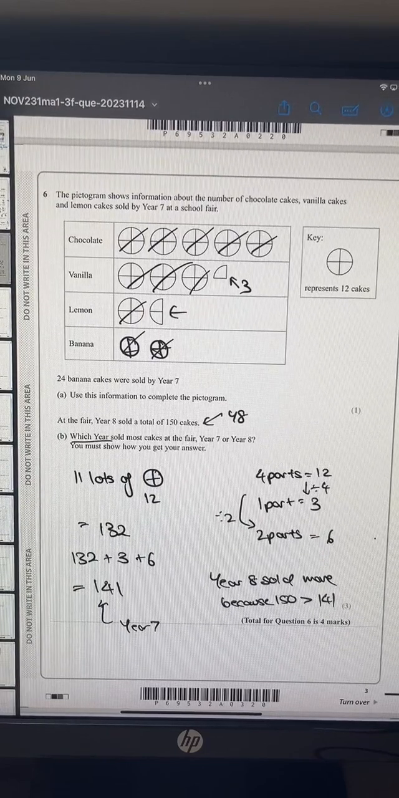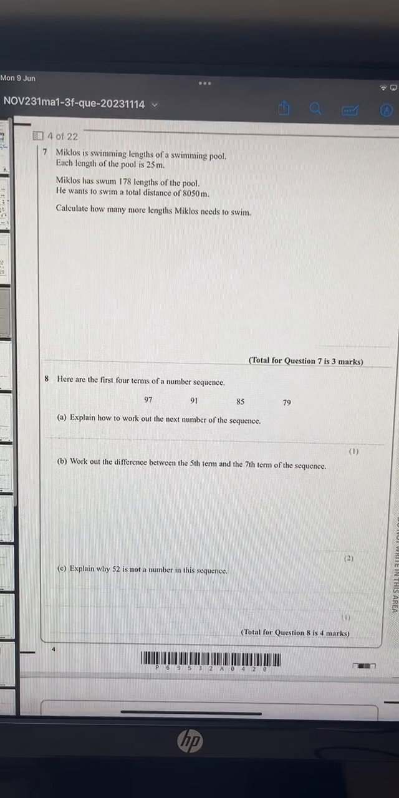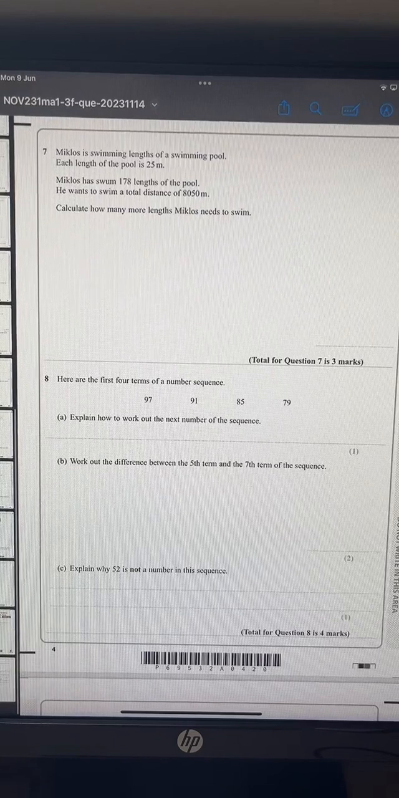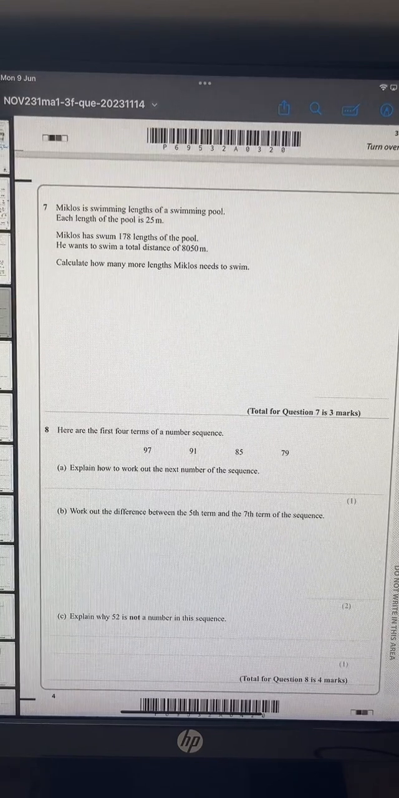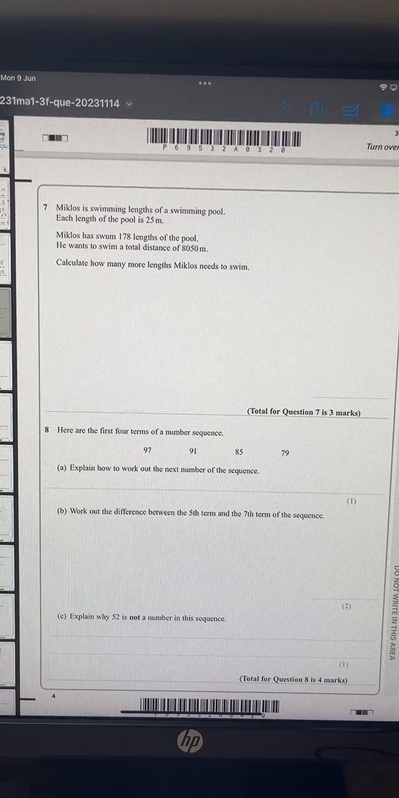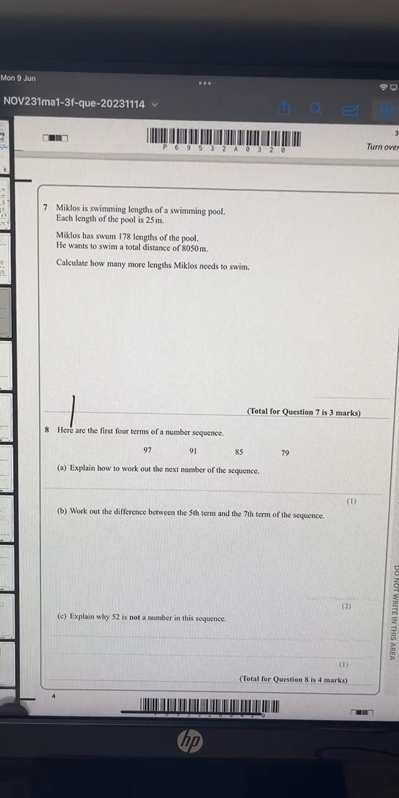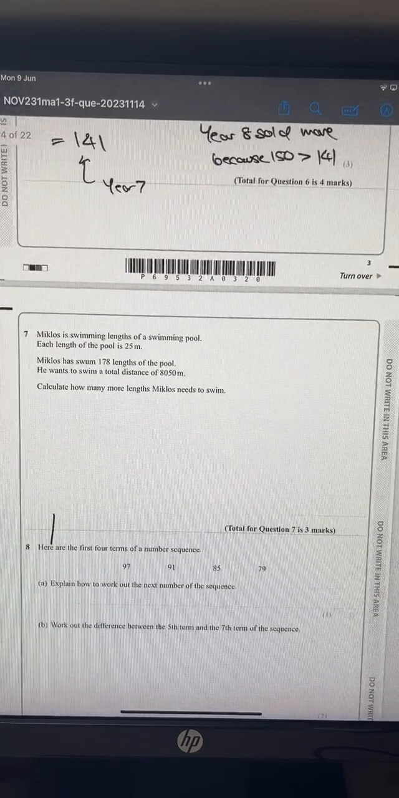Alright, so that's how you would do this pictogram question. So, question 7. Let me quickly check how many questions there are on this. 29. So I'm going to skip some questions just so we can move on to the harder questions. This one looks like a question worth doing. Question 7 looks a bit weird. One second, let's get rid of the side panel.